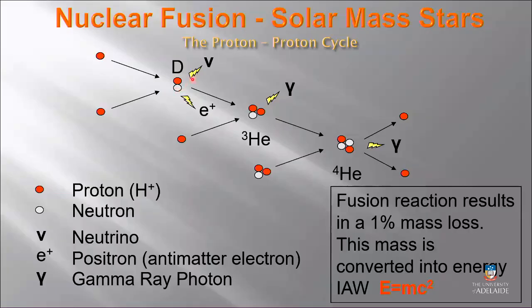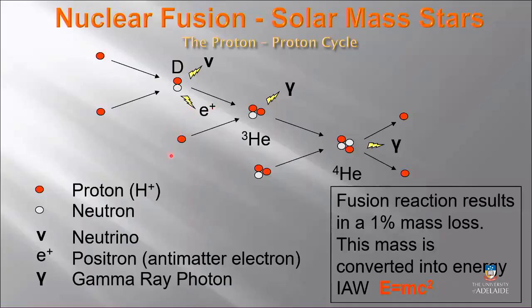In the process, it gives off a neutrino. Neutrinos don't interact very much with matter, so the neutrino goes flying off through the star almost unimpeded. It also produces a positron. A positron is an antimatter electron, and antimatter doesn't like normal matter very much. So when a positron meets an electron, they instantly annihilate each other and give off a gamma ray. This is energy, and that energy is then radiated away from the core.